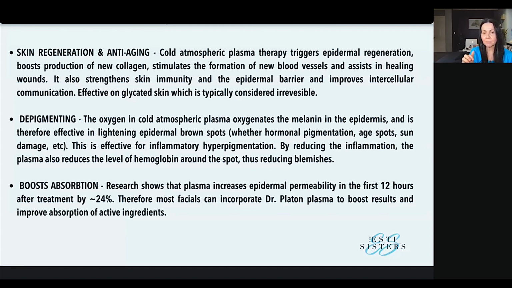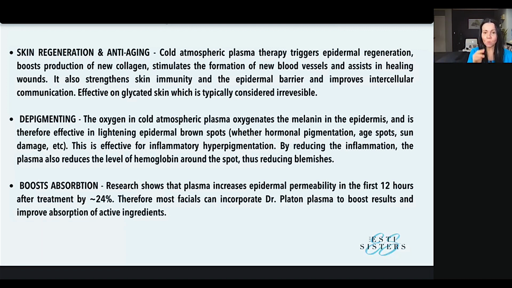So I'm going to show you some pictures, if those of you have not seen them in our group yet, but finding really a major improvement with glycated skin. And again, that's something that you basically had to tell your clients there was nothing much that you could do for them. So skin regeneration and anti-aging is huge.